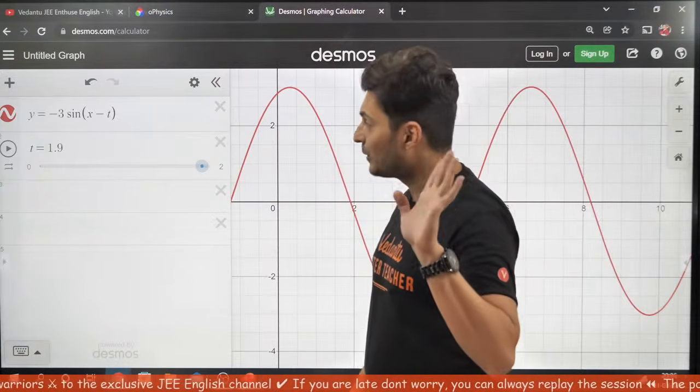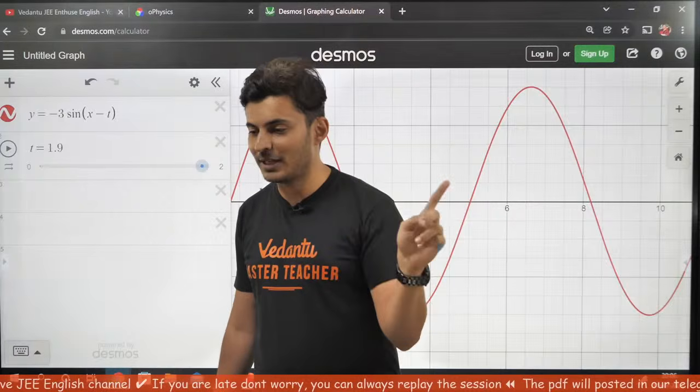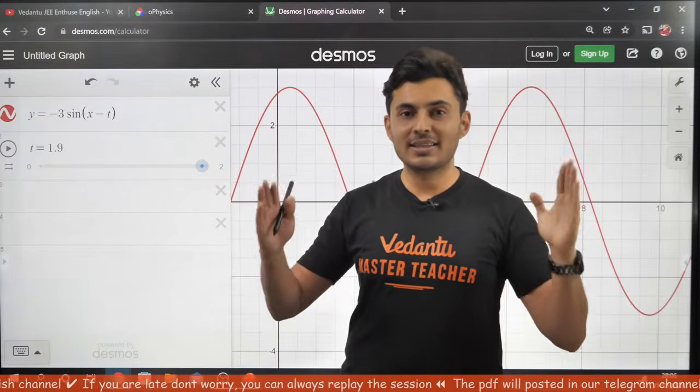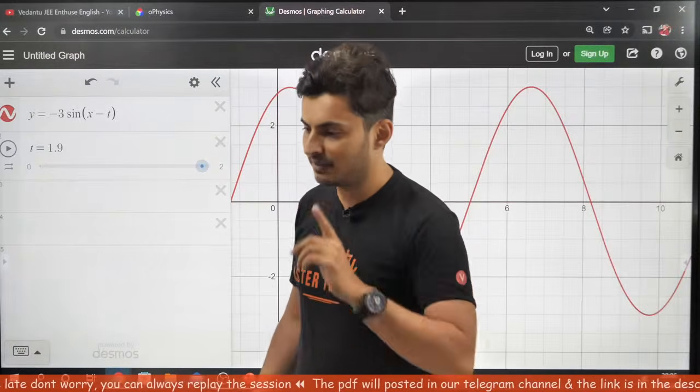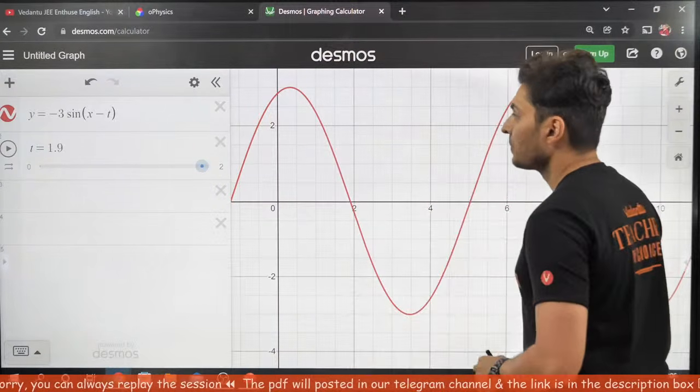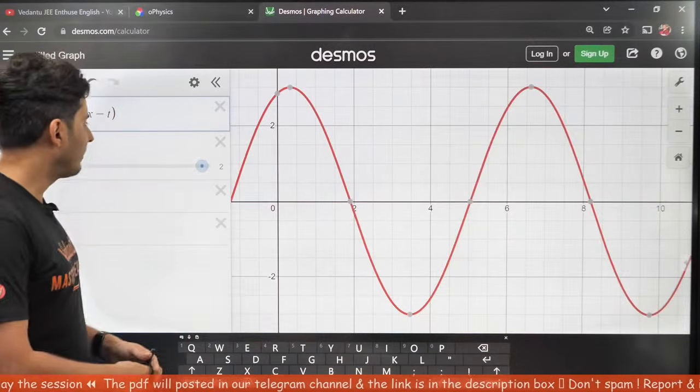The amplitude is still going to be 3. Yes, it's not going to be -3. Amplitudes are always positive, the modulus values. Amplitudes are not going to be negative. Keep this in mind, okay? So that is wrong.